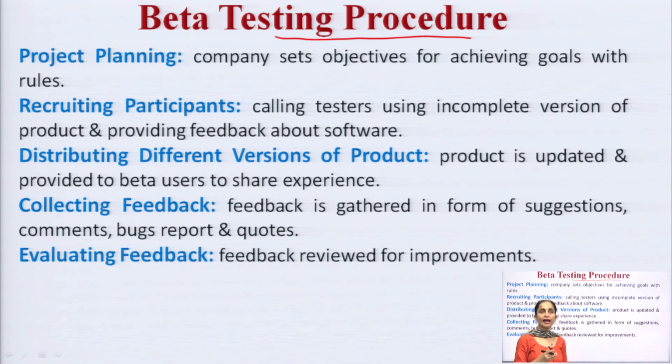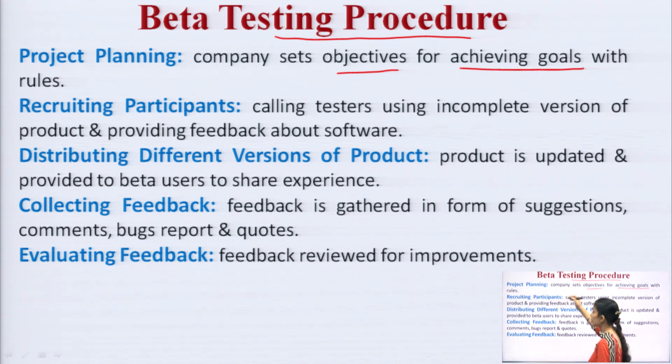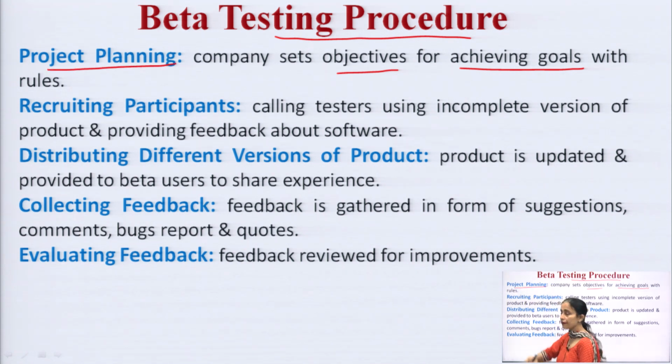Now, let us discuss the procedure for doing beta testing. It occurs in 5 phases. First, it starts with project planning, that is the company, the organization, sets the various objectives, and for achieving those goals with a set of rules, this phase occurs. So, the first phase is project planning. After the planning is over, recruiting participants is our second process.